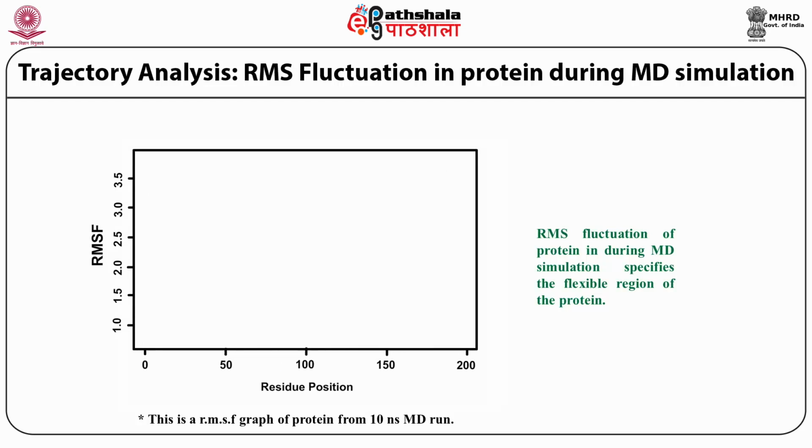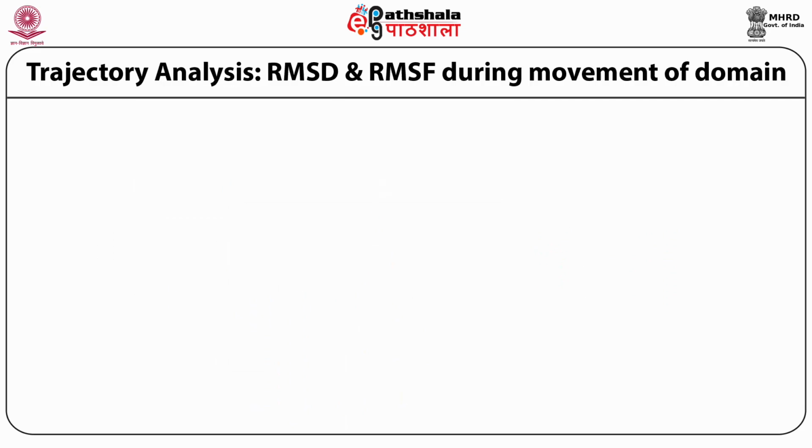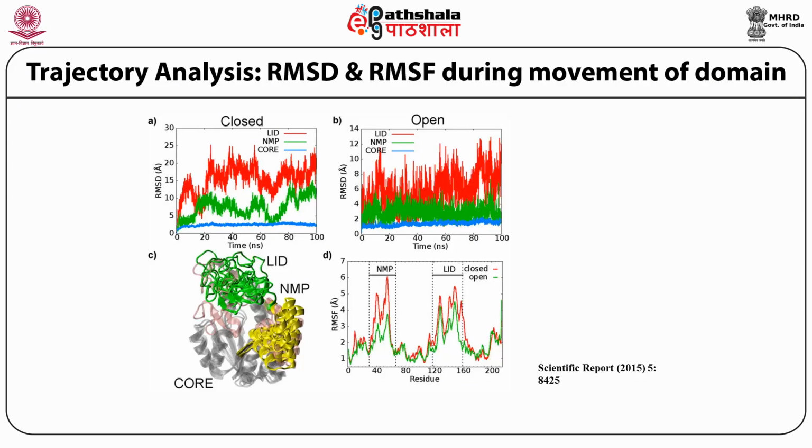Like in case of kinases, this may indicate the lead motif and P loop. This is an example of MD simulation of a kinase protein, which has two very mobile domains, lead and NMP, while the core domain is more stable. From the A and B plots, which show the root mean square deviation of different domains, we can see that the lead and NMP domains are more mobile while the core domain is less mobile or more rigid. That is indicated by their respective root mean square deviation.